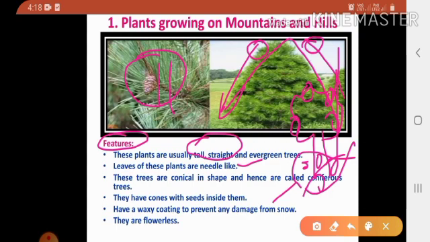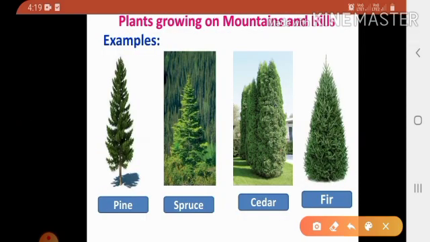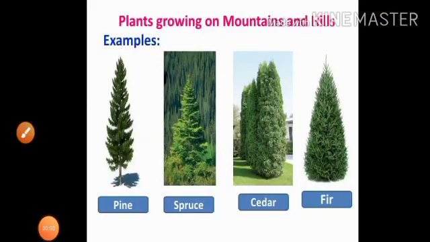They have a waxy coating to prevent any damage from snow. And they are flowerless. See here children, no flower in the tree. They are flowerless. Examples are pine, spruce, cedar and fir. These are examples of mountains and hills. These trees are generally found in mountains and hilly areas.